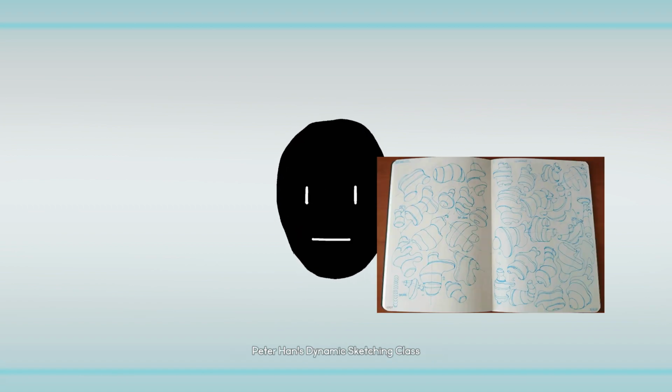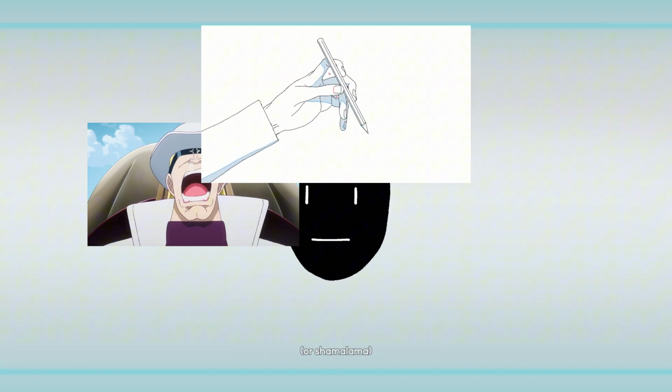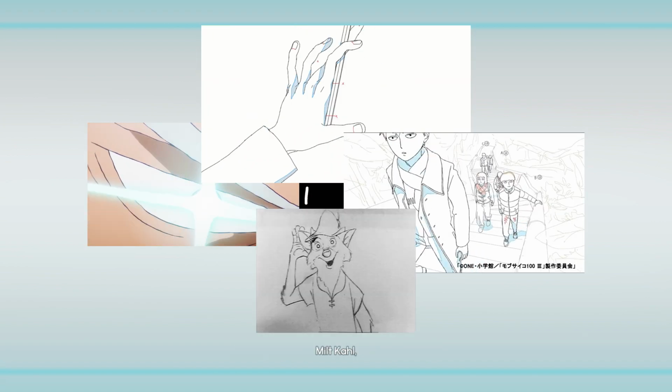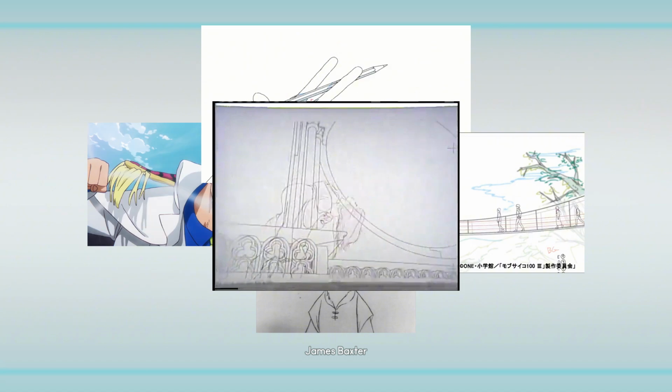And lately I've been able to practice 3D shapes through Peter Hahn's dynamic sketching class, and getting inspired by other animators can also help if you want to keep your animations more consistent, you know? As an example, I have animators like Roadsign, Daniel Kim, Shamalama, Julian Bentley, Midcall, and my personal favorite, James Baxter.